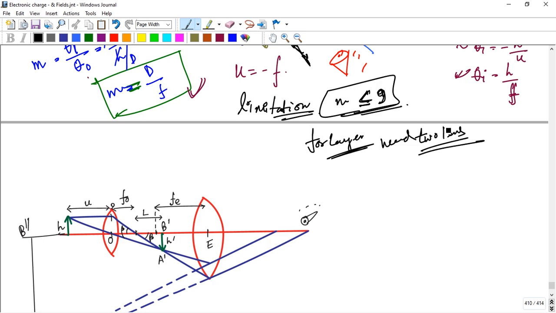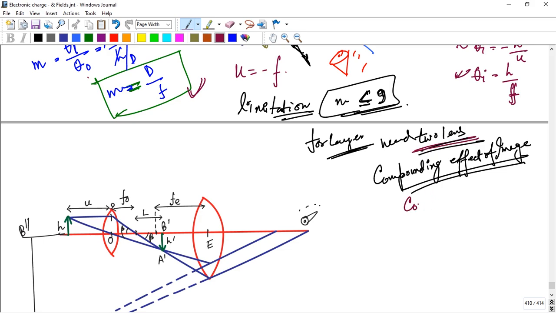For a highly magnified image, we need two lenses, and these two lenses create a compounding effect on the image. Okay, so that is known as a compound microscope. This two-lens microscope is known as a compound microscope.